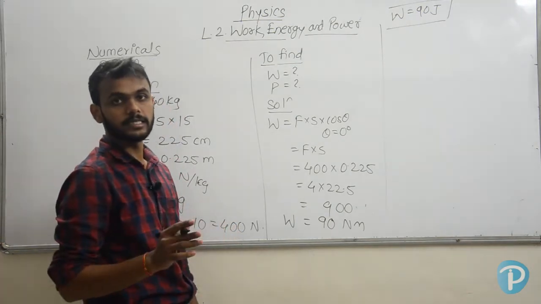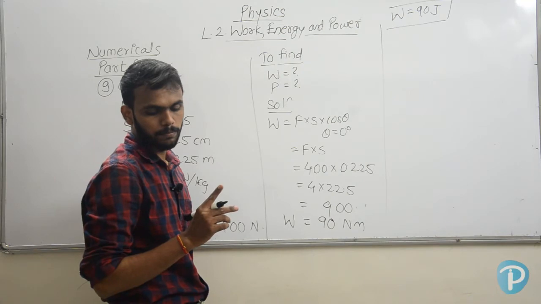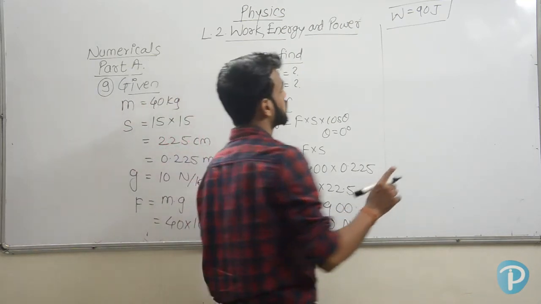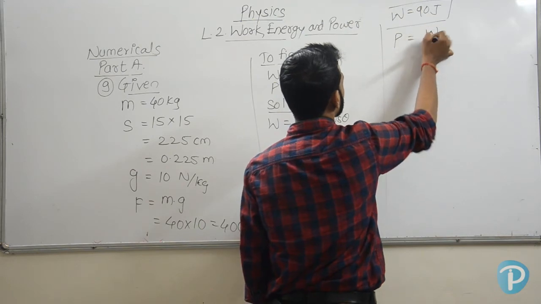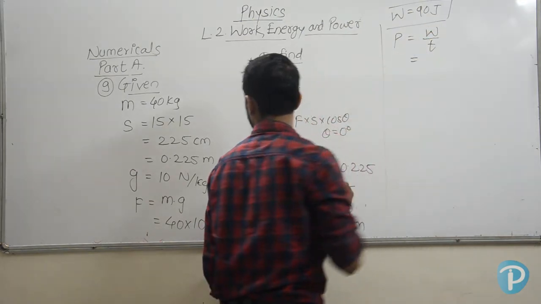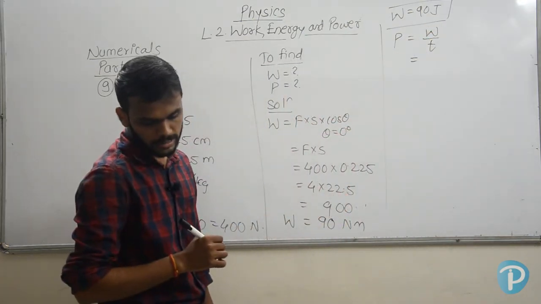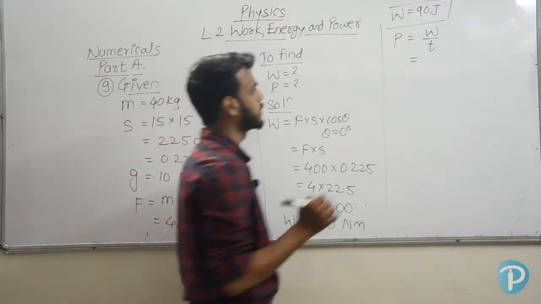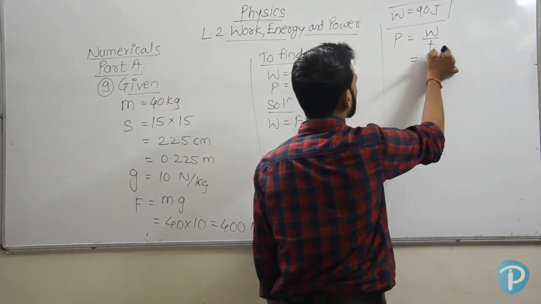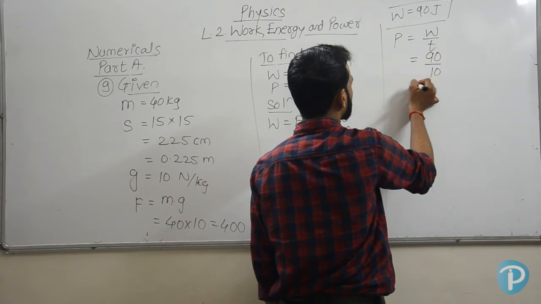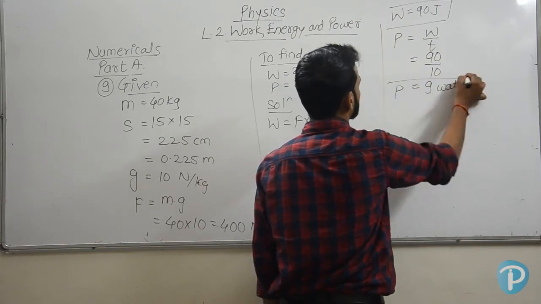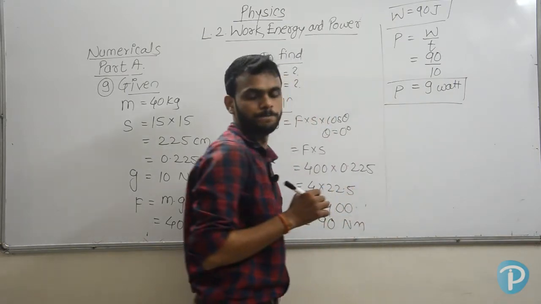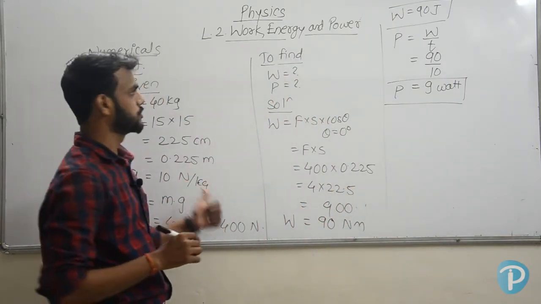Next we have to calculate the power developed by that person. Power is work done upon time. Time is given as 10 seconds, so the work done is 90 upon 10, so it will be 9 watt. This is the power developed by the person. So this is question number 9 which we have solved.